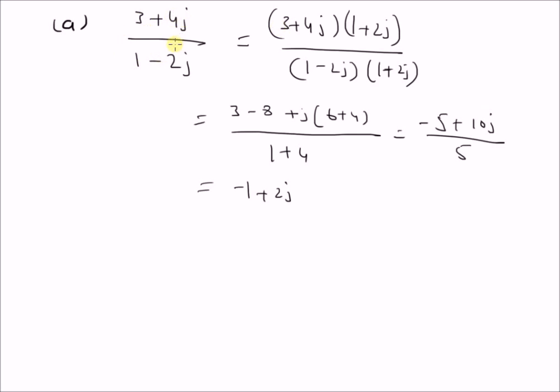So, in order to write a fraction of two complex numbers, or ratio of two complex numbers, as a single complex number, we have to multiply both the numerator and denominator with the conjugate of the denominator. In this case, it is 1 + 2j.